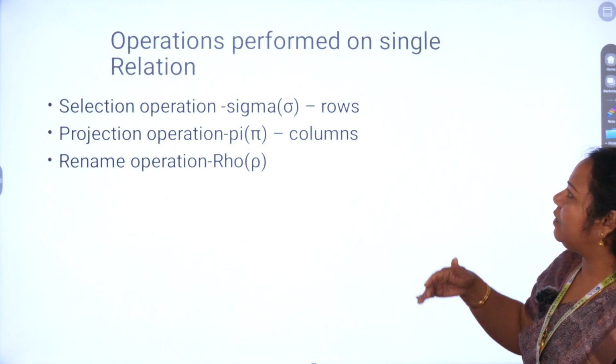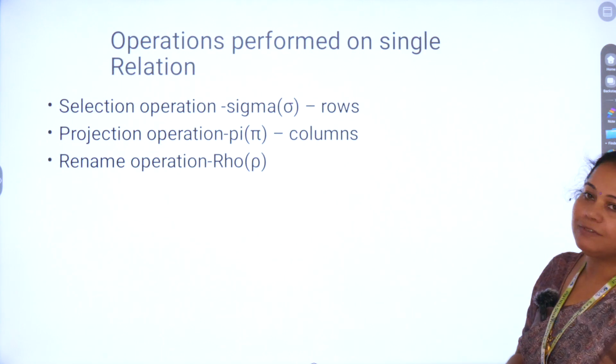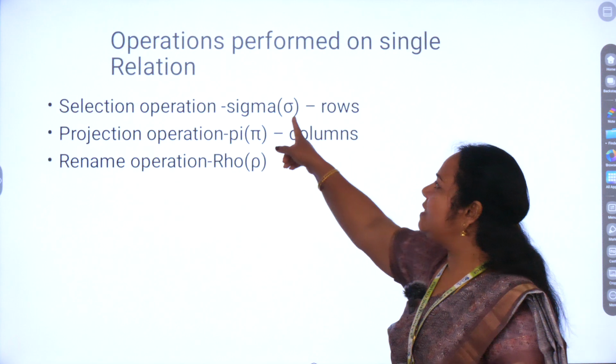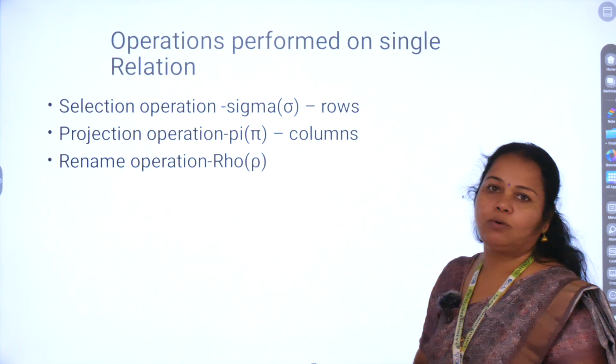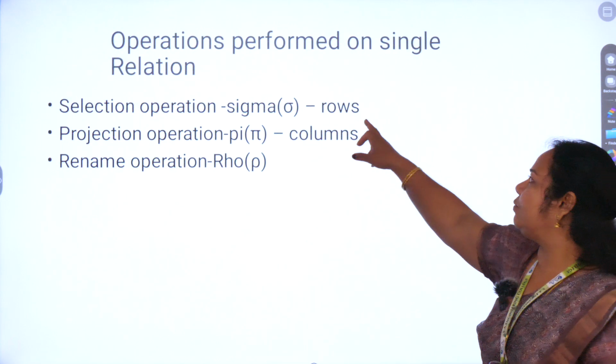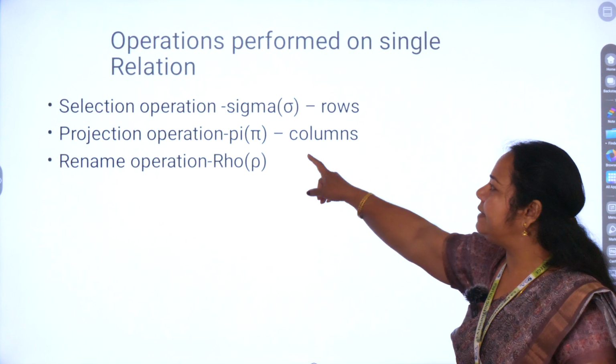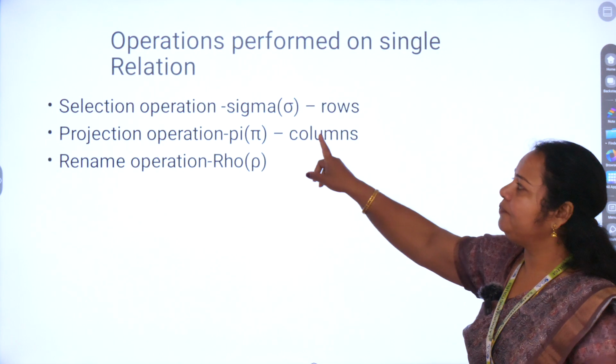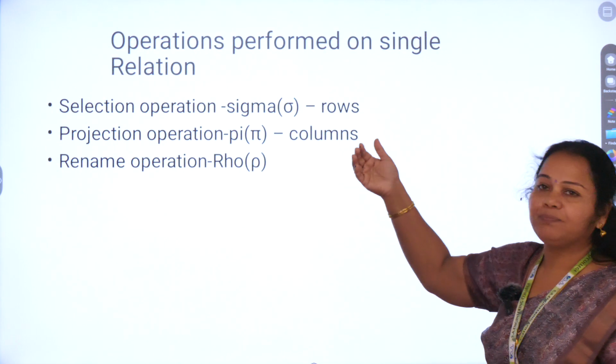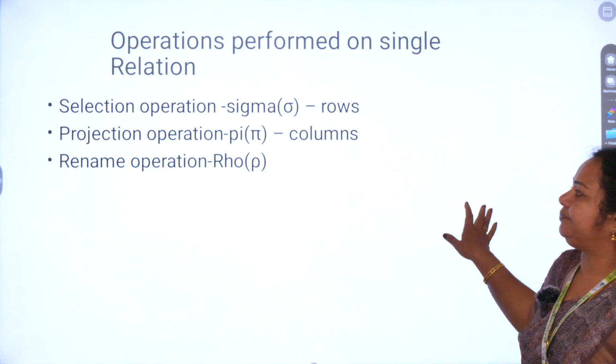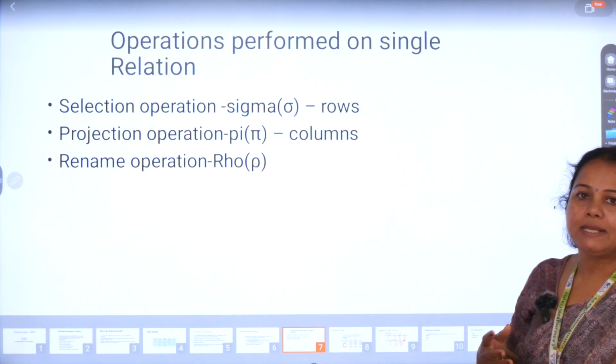The operations performed on a single relation are, first, sigma. Sigma is used for the selection operation, only for the rows. Pi is used to project the columns from a relation. And rename is used to rename the relation.